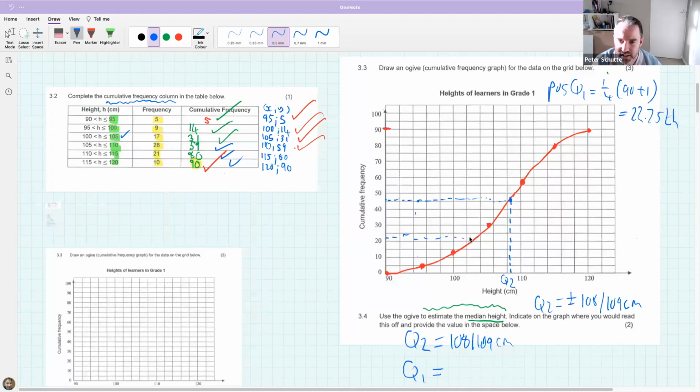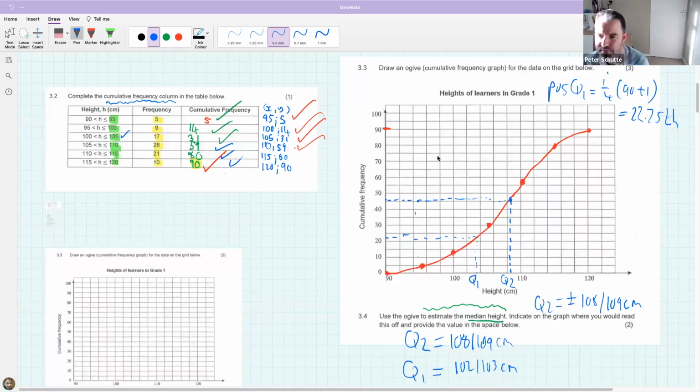So let's say it gets to here, and then going down will get me down to here. What do we think the value of Q1 is going to be? So that was 100, and that was 105. So it feels to me like 102, 103 centimeters for Q1.